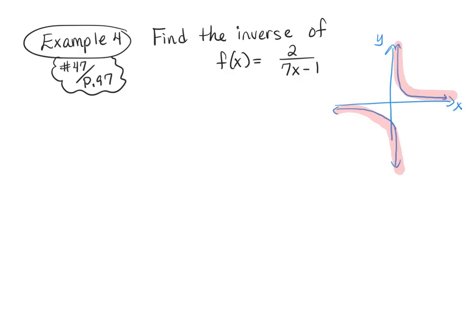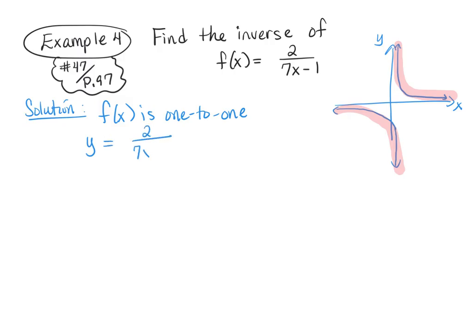Now that we know that our function is one-to-one, we can proceed with the steps we need to take to find f inverse. So the first thing we want to do is replace f of x with y. So we have y equals 2 over 7x minus 1. Now we want to interchange or swap x and y. So we now have x equals 2 over 7y minus 1.